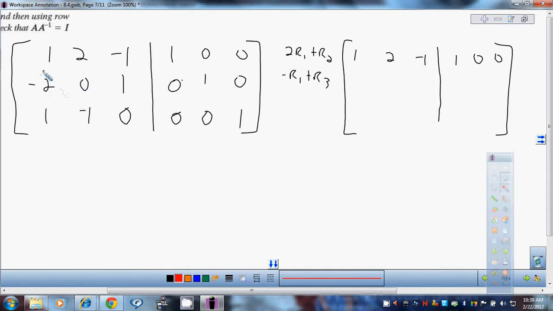So that would be 2, 4, -2, 2, 0, 0. Add that all the way across, and you get 0, 4, -1, 2, 1, 0. Negative R1 will be -1, -2, 1, -1, 0, 0. Adding that to the bottom row, you get 0, -3, 1, -1, 0, 1. No, I have to get the entire identity.